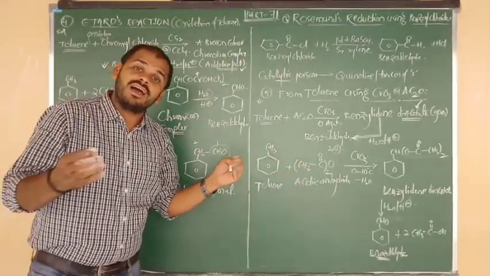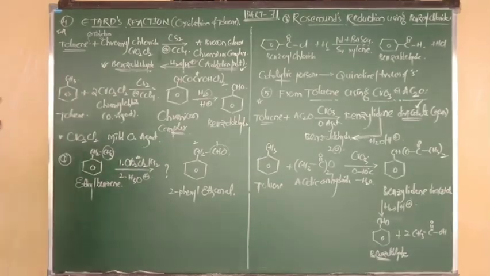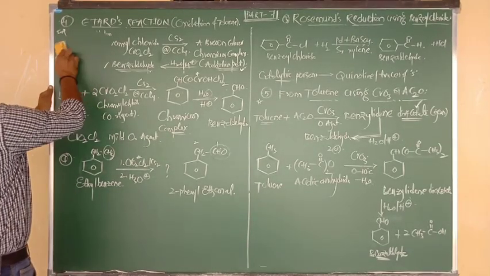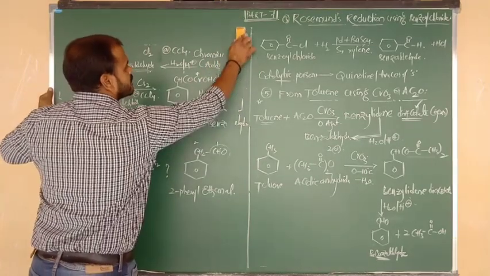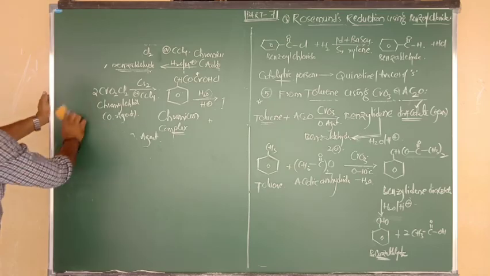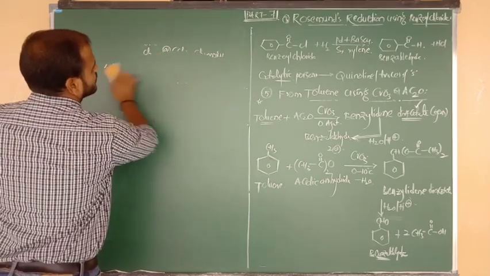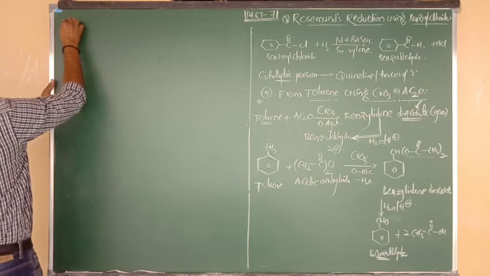Rosenmund, you don't need to say, already you know very well. I don't need to say. Okay, beta? Good. So last and final. Only one reaction was left, beta. Yes, method number 6.